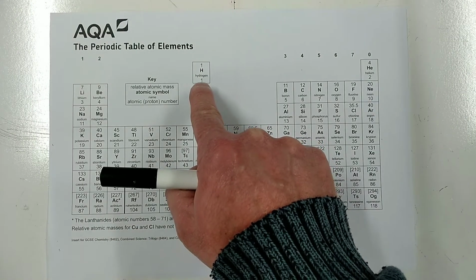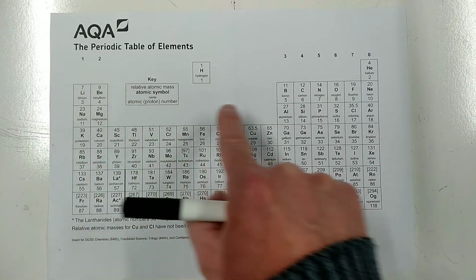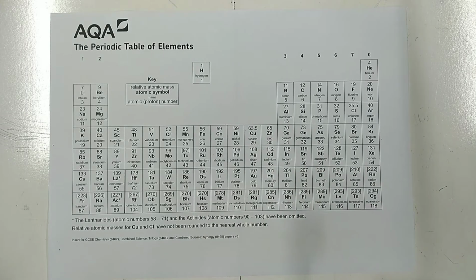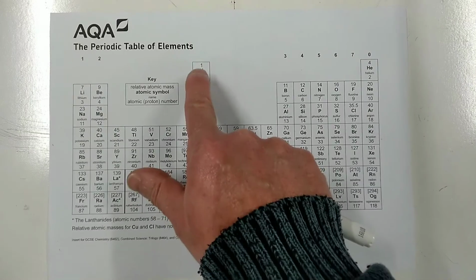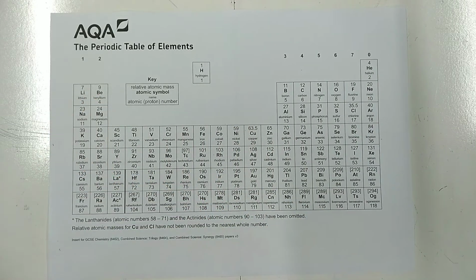So the bottom number goes 1, 2, 3, 4, 5, etc. And then at the top is the atomic mass, and that also goes up in increasing numbers, but not in a counting order. So it goes 1, 4, 7, 9, etc. You will find a couple of areas when that number doesn't go up.